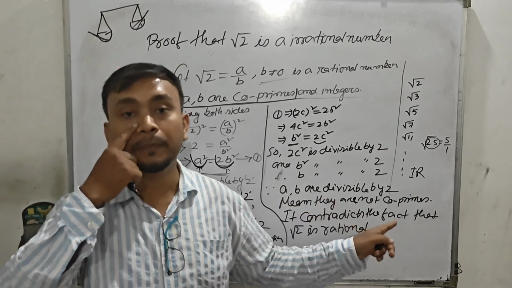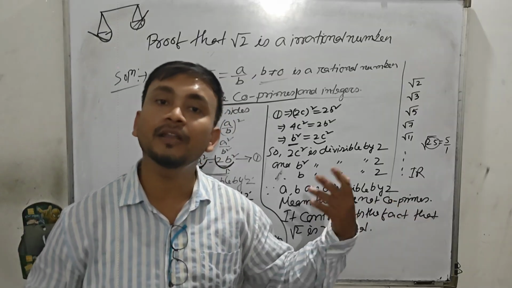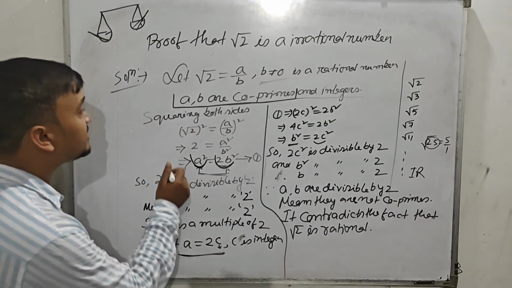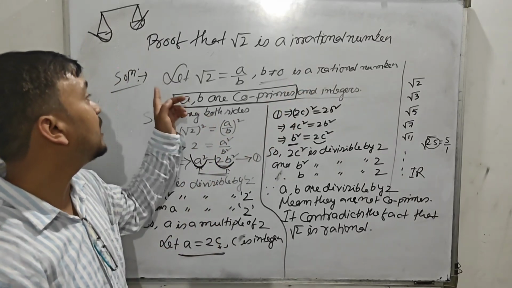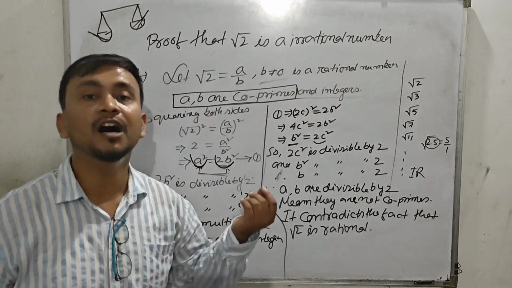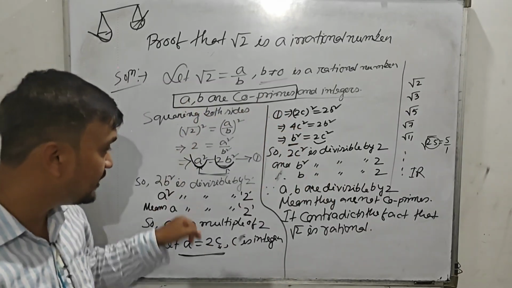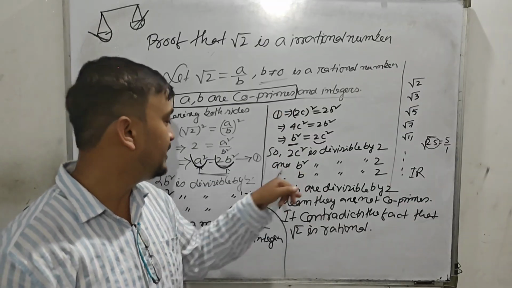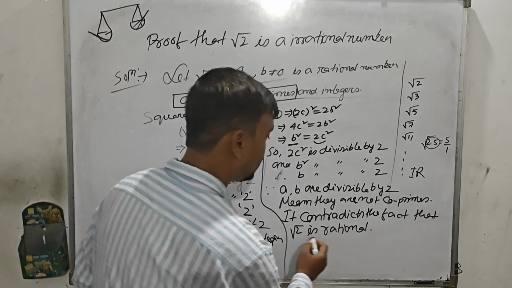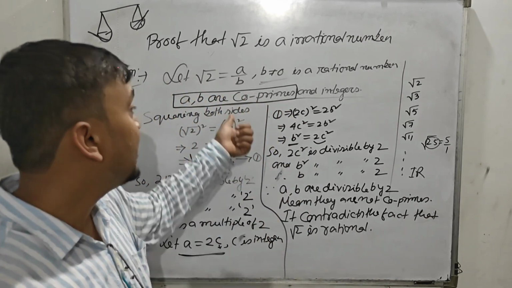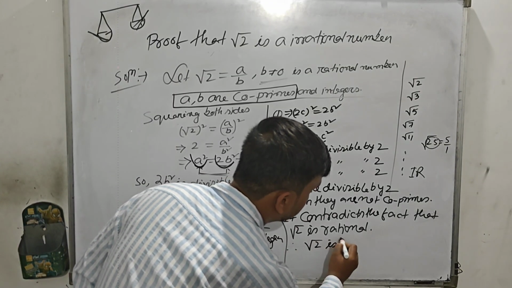I mean say A and B both are divisible by 2. They are not co-prime. That means our initial assumption, A and B are co-prime, was wrong. Initially we have forcefully assumed root 2 as a rational number, and for that reason I have to assume A and B as co-prime. But after doing these steps, I came to know that this A and B are not co-prime actually. Our assumption was wrong. So this is contradicting our initial assumption. Therefore, root 2 is irrational.